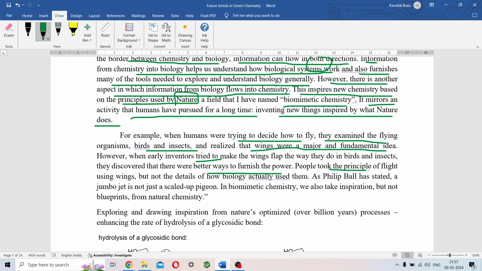So people took the principle of flight using wings, but not the details of how biology actually used them. As Philip Ball has stated, a jumbo jet is not just a scaled up pigeon. This is a very important statement. You have a jumbo jet, it flies, but it's not that you look at a pigeon, it flies, and therefore you replicate the whole thing on a large and massive scale and you have a jumbo jet. It doesn't work that way. Biomimetic chemistry is like that. We take inspiration from nature, but not blueprints from natural chemistry.